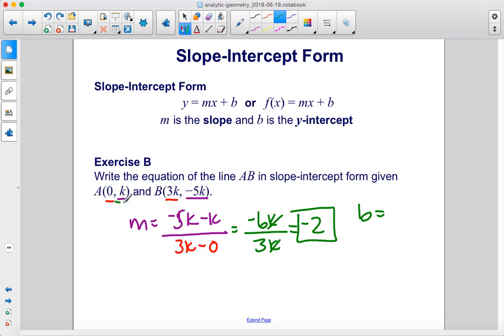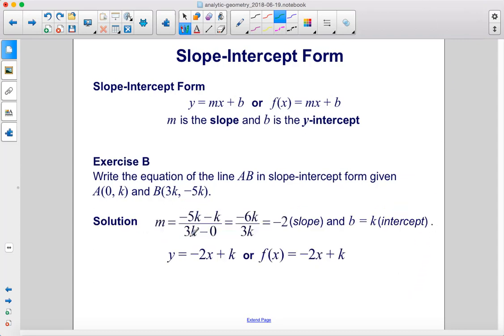b equals k, because that's when x equals 0, y equals k. So y equals mx plus b, y equals -2x plus k. And here's the answer typed out. We could also have had f of x equals -2x plus k. It's the same equation there.